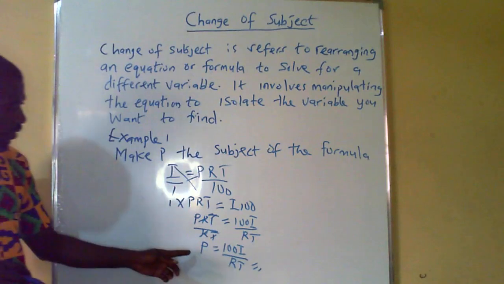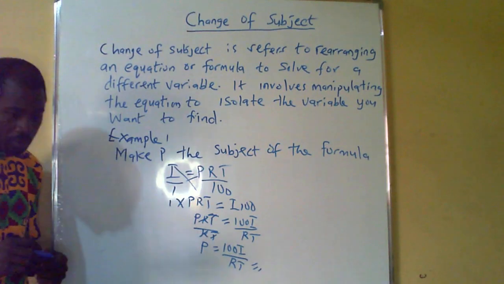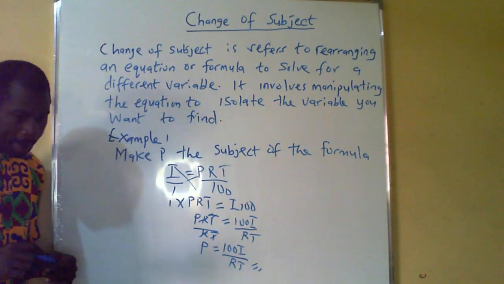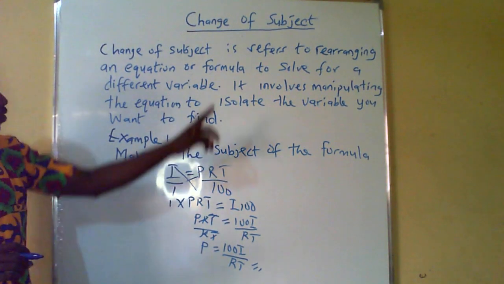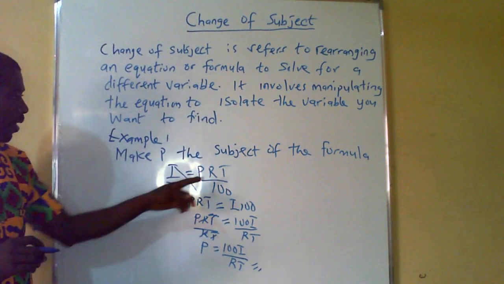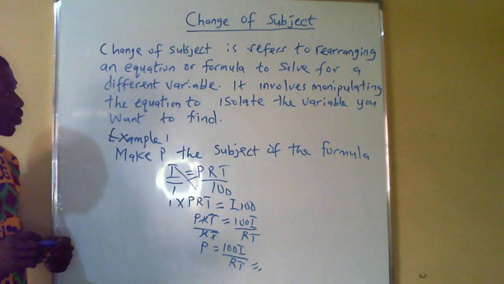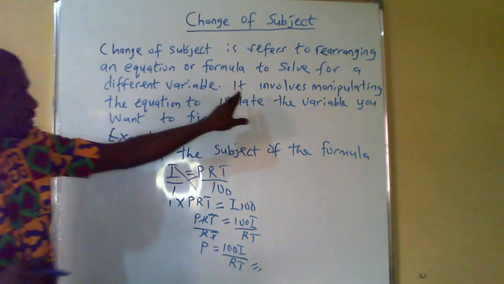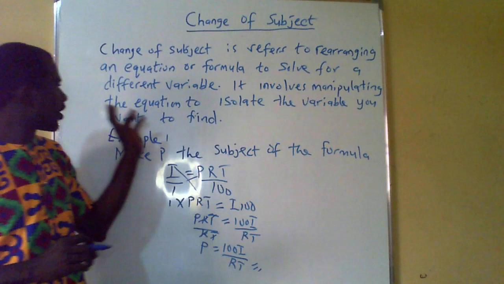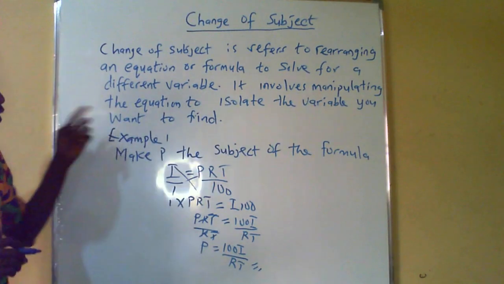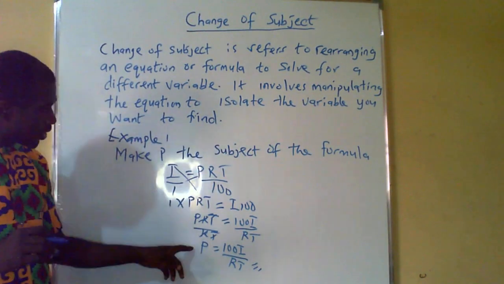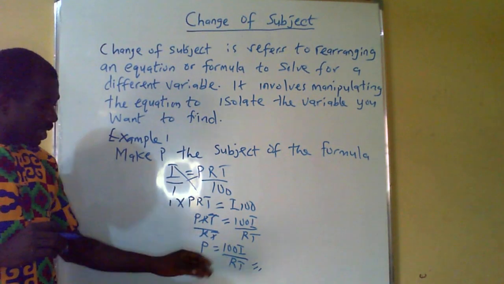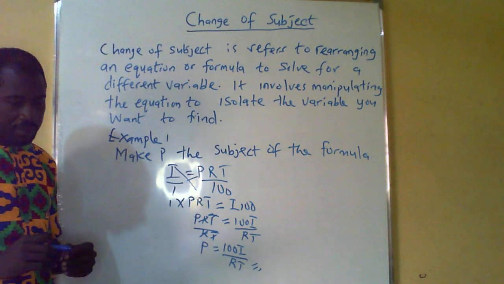So you can see from this explanation, we have isolated the P from the entire formula. It boils down to what this says: manipulating the equation to isolate the variable you want. For this question we are looking for P, the variable we want to isolate, and we follow these steps and arrive at this answer.